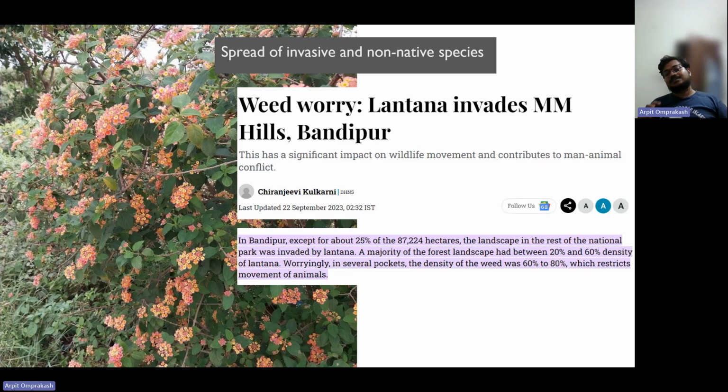Lantana is a kind of shrub, and it keeps growing. It tries to form these walls, sort of thing, because it has a high density. It increases the amount of leaves and branches present in a given area, and it becomes difficult to move through that area, especially for wildlife. So this is how they can affect the movement of animals and other things in the forest.